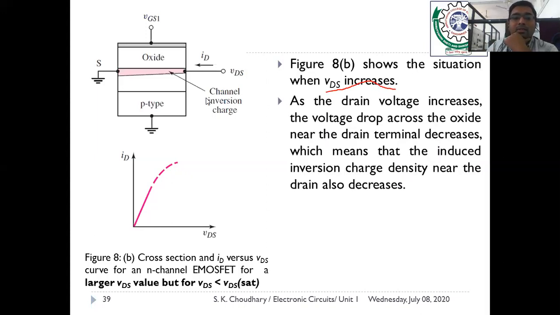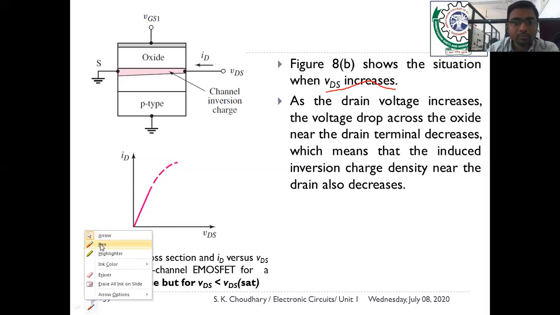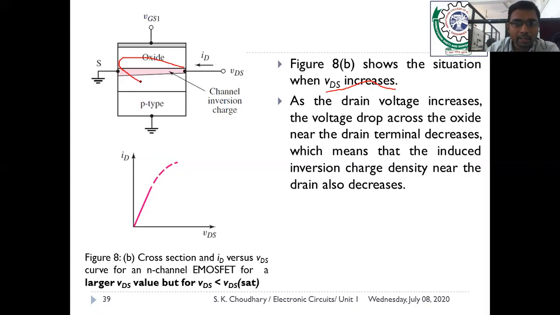Keeping the VGS constant, greater than the threshold voltage, and increasing the VDS slowly, what happens? Consider the voltage drop across this oxide layer near the drain terminal. As the drain voltage increases, the voltage drop across the oxide near the drain terminal decreases, which means the induced inversion charge density near the drain also decreases.